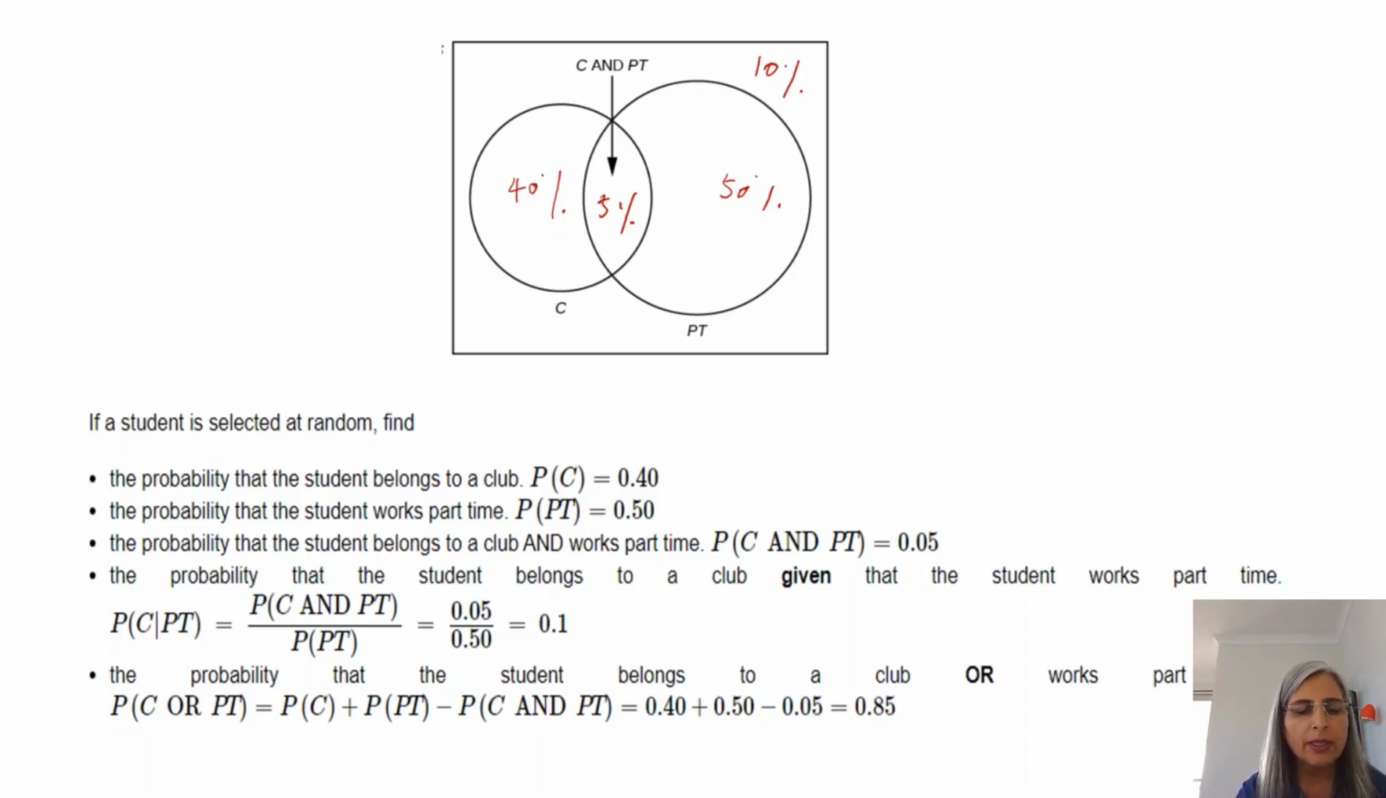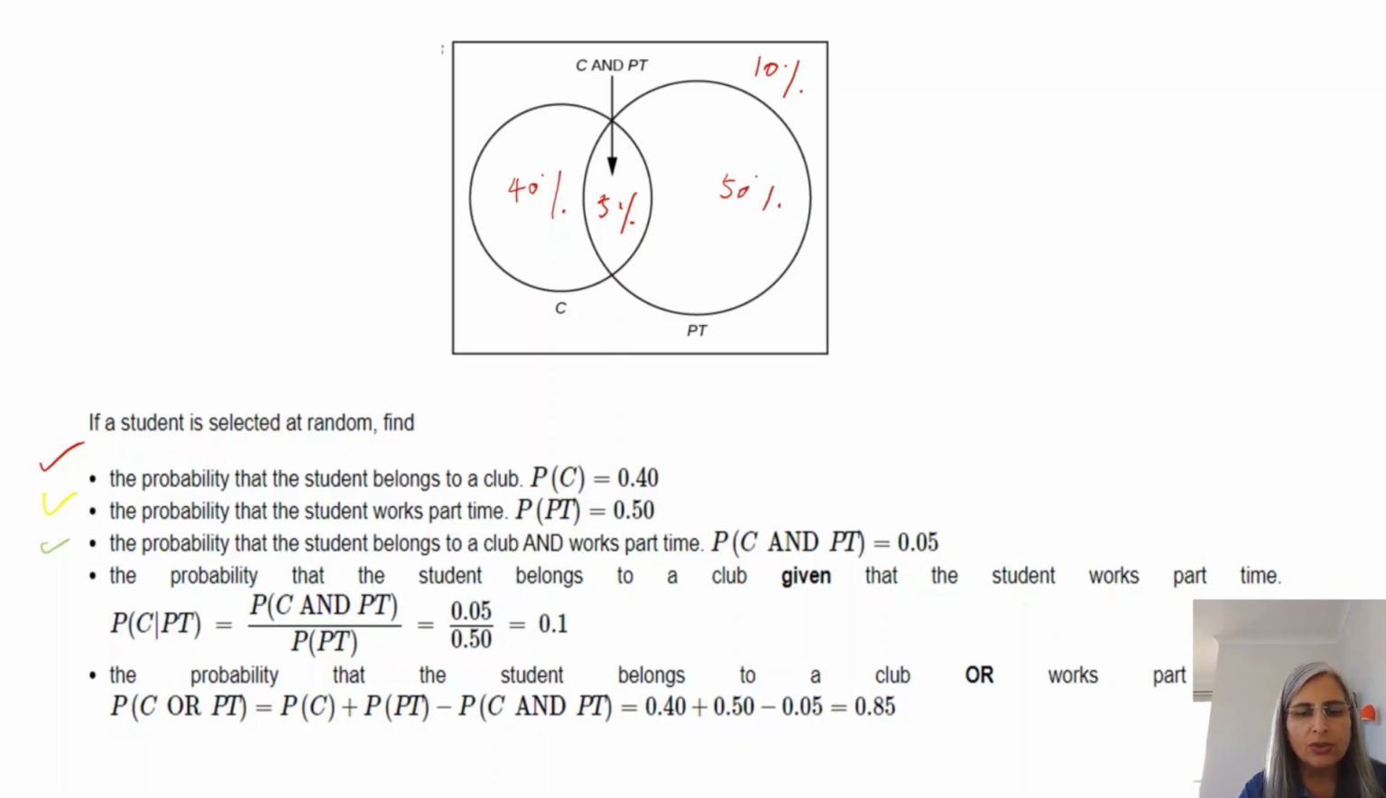So the probability, the first thing, that the student belongs to a club is 0.4, which is evident from the 40%, it is 0.4. And the probability that the student works part-time is 50%, which is 0.5. The probability that the student belongs to a club and works part-time is 5%, which is 0.05.